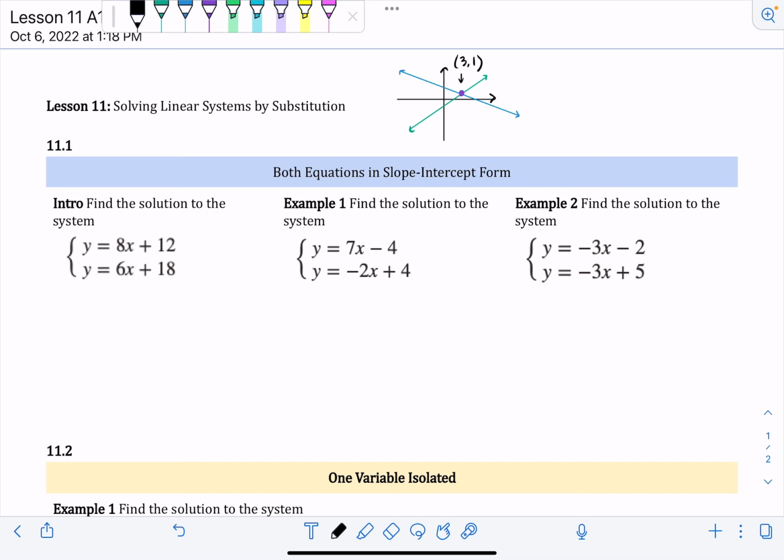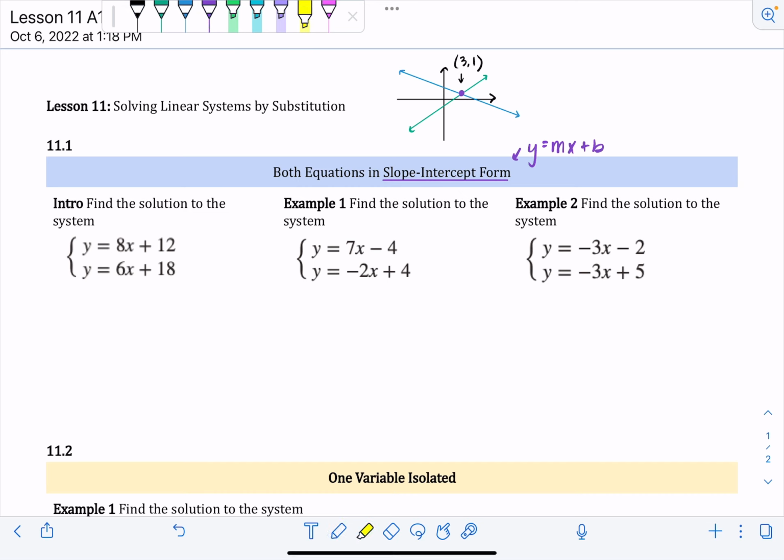So in lesson 11 and in lesson 12 too, we're going to learn about ways to solve systems more algebraically. So 11 is substitution. And 11.1 is solving by substitution when both of the equations are in slope-intercept form, which, remember, slope-intercept form is y equals mx plus b. So it's just saying what the structure of the equations are that were given.